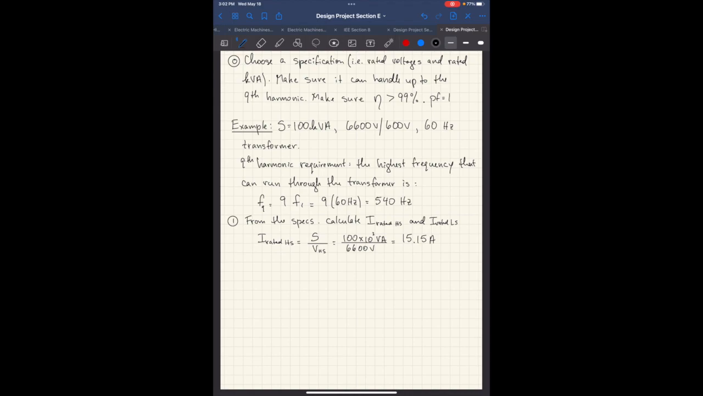You can do the identical thing on the other side. I rated low side is going to be S divided by V low side. S is again 100 kVA. Voltage on the low side is 600 volts. And you're going to end up with 166.67 amps.